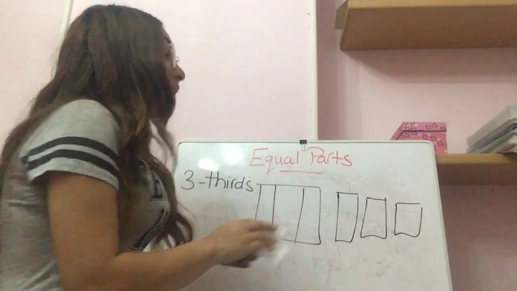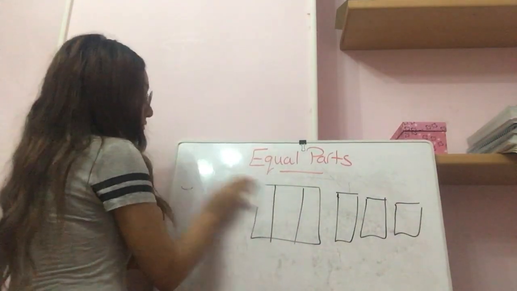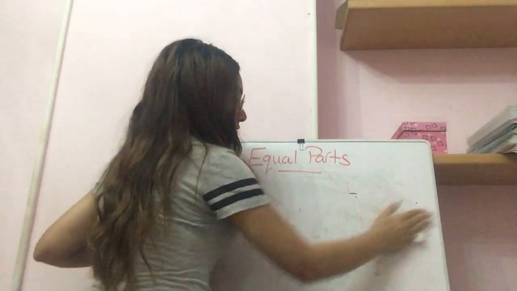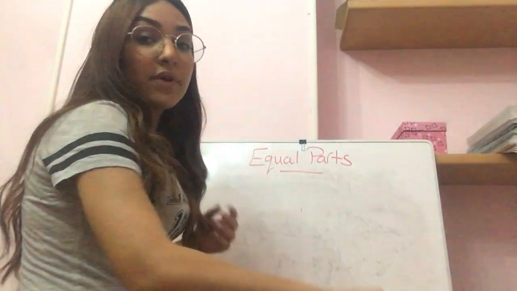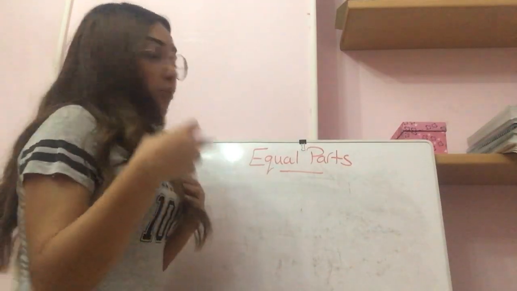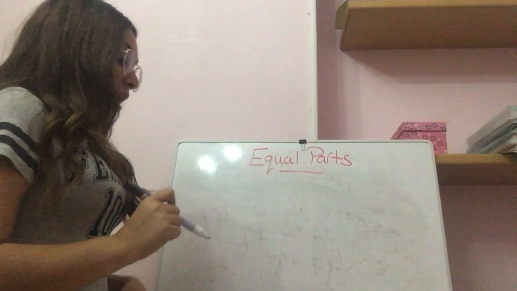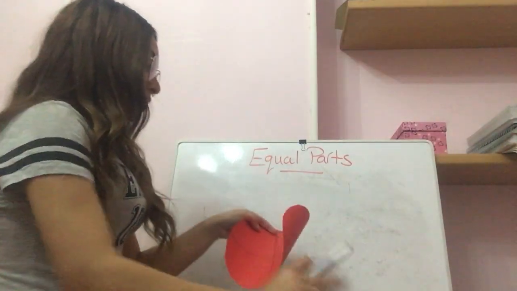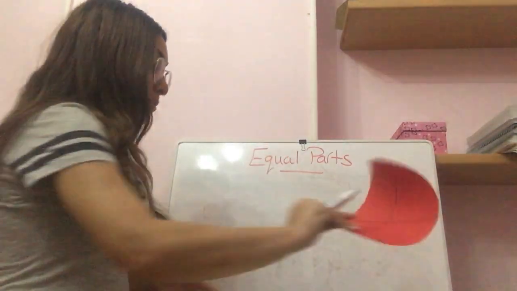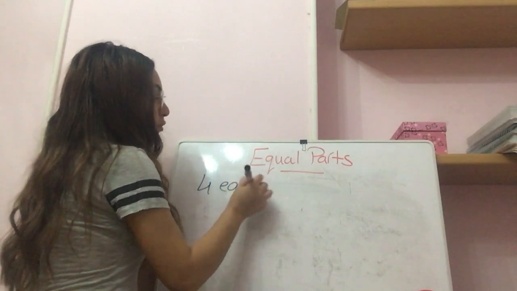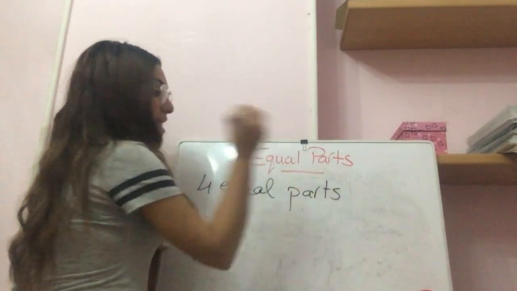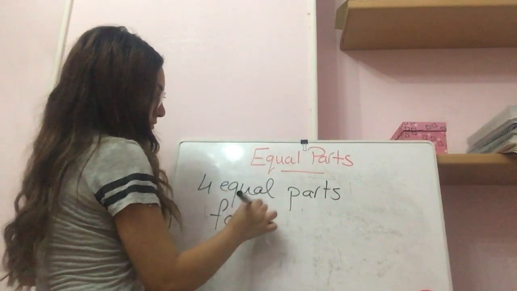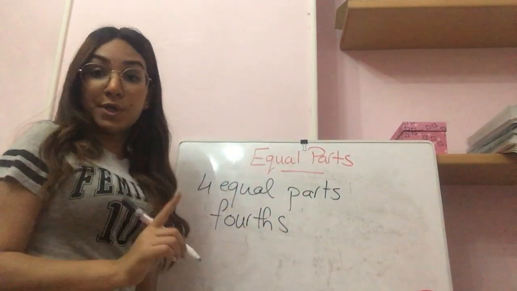Now let's learn another term, and of course we are going to solve and look over some examples in order to understand more. If I have this circle and I cut this circle into 4 equal parts, 4 equal parts means fourths.